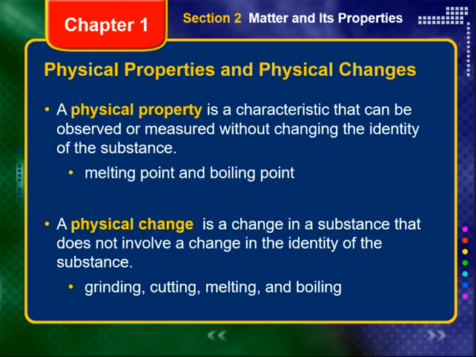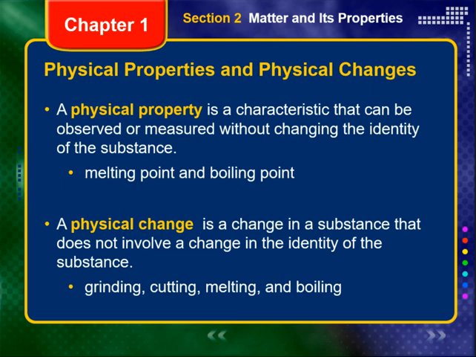A physical property is a characteristic that can be observed or measured without changing the identity of the substance. Chemical properties describe the substance itself rather than describing how it can change into other substances. Examples of physical properties are melting point and boiling point. Those points are, respectively, the temperature at which a substance melts from a solid to a liquid and the temperature at which it boils from a liquid to a gas. For example, water melts from ice to liquid at 0 degrees Celsius, which is 273 Kelvin or 32 degrees Fahrenheit. Liquid water boils to vapor at 100 degrees Celsius, which is 373 Kelvin or 212 degrees Fahrenheit.